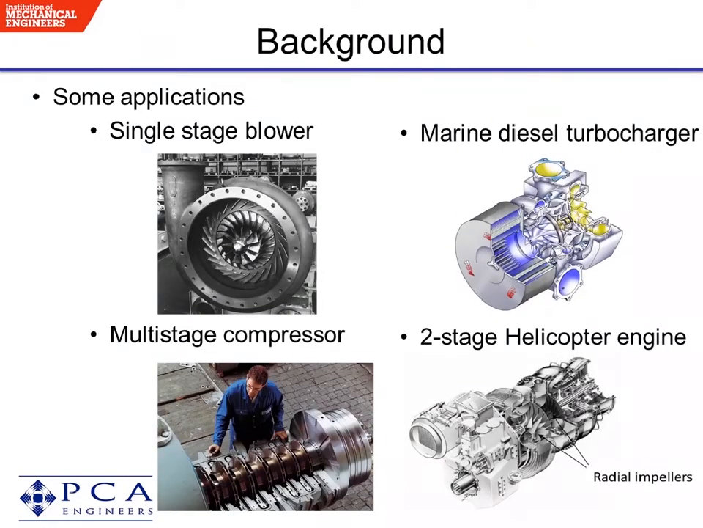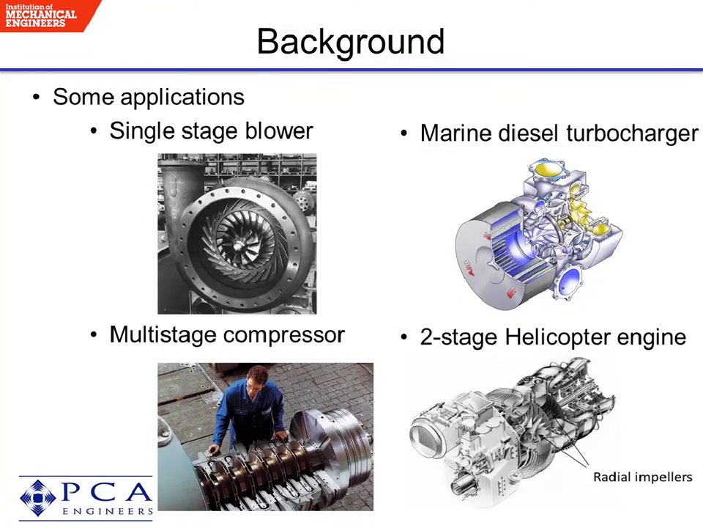This shows some pictures of particular applications. These are probably the most important applications for compressors. The top left, we have a single stage compressor. Here it's called a blower. You can see the impeller and you can see diffuser vanes around it. On the top right, we have a radial compressor joined to a turbine in a marine diesel turbocharger.